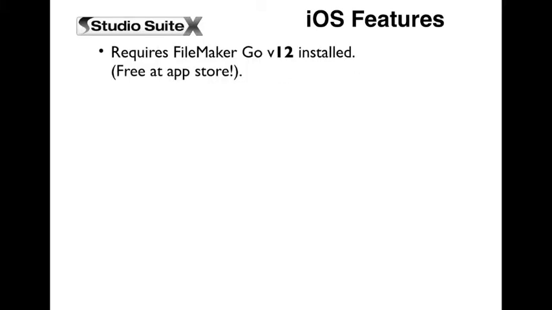So let's get started. To use the iOS features of Studio Suite, obviously you need to get FileMaker Go version 12 installed, and that's available for free at the App Store. So when you go on your device, just go to the App Store and search for FileMaker Go. Make sure you get version 12 because it is free. If you get version 11, you've got to pay for it, and it won't work. So make sure you get version 12.